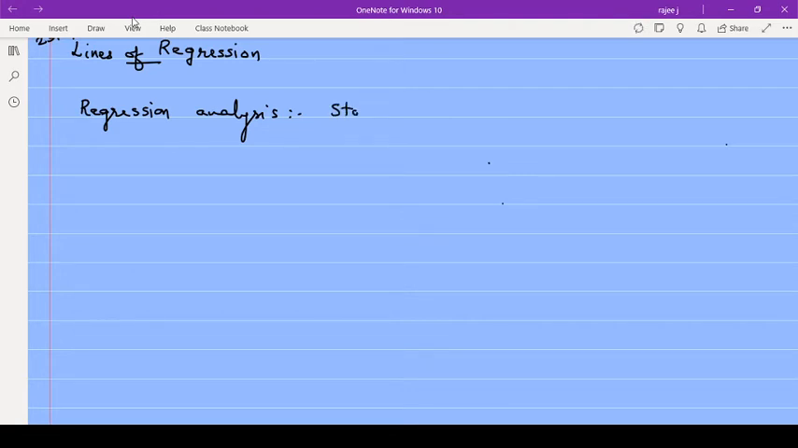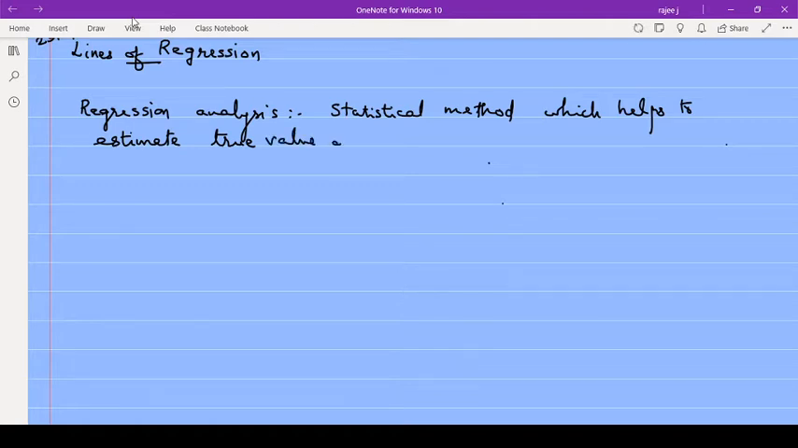Regression analysis is the statistical method which helps to estimate the true value of one variable from the known value of a related variable.